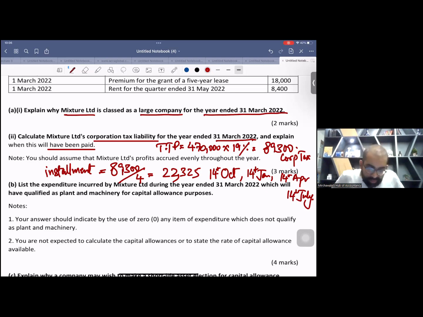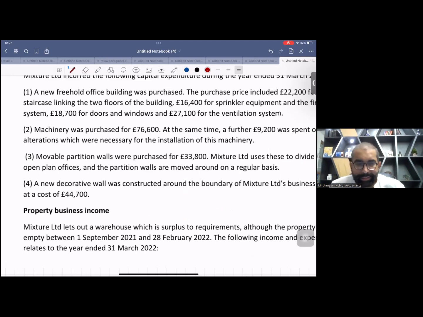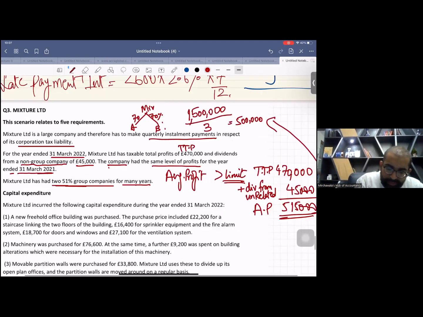Now listen. I'll show you how to do this on Excel. You just have to write it, nothing else. Next thing, capital expenditure.